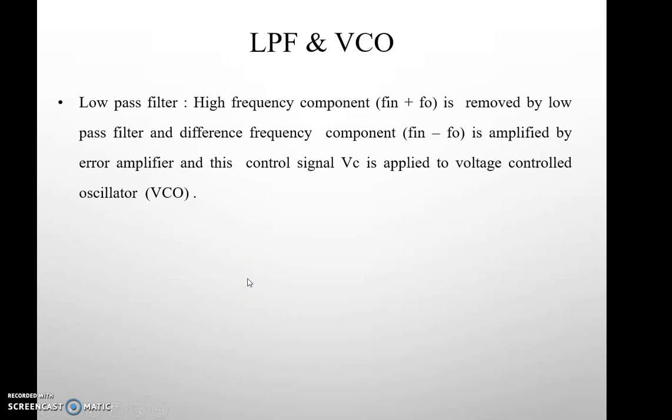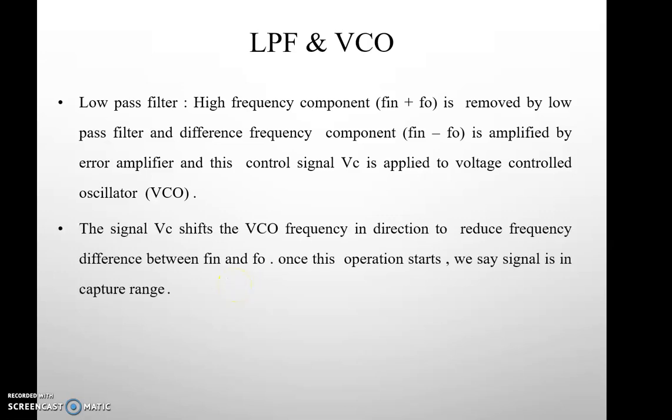Then about the low pass filter. At the low pass filter we have two signals coming in, that is Fin plus FO and Fin minus FO, out of which the low pass filter passes only the low frequency signal, that is Fin minus FO, and which is given to the VCO. This signal is known as VC, which is applied to the VCO.